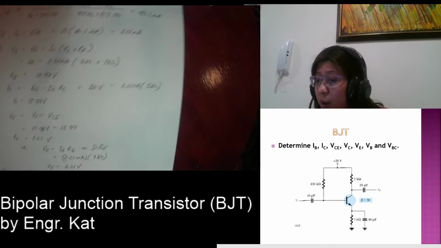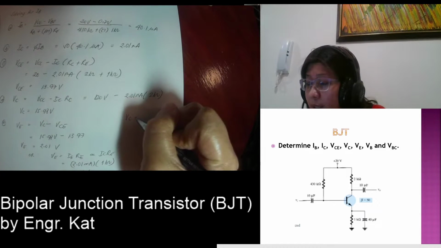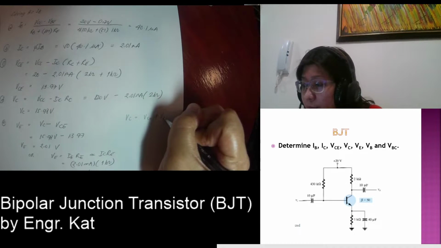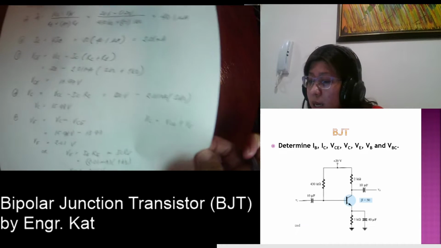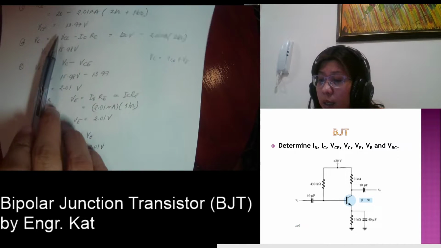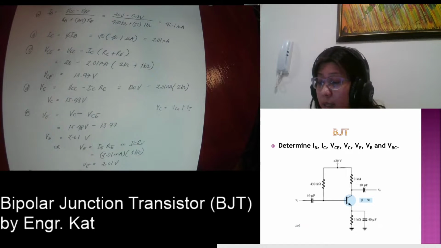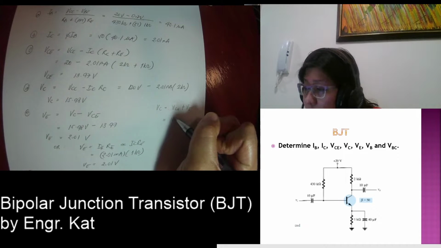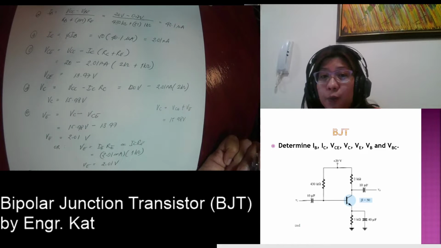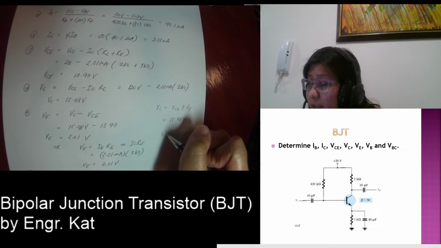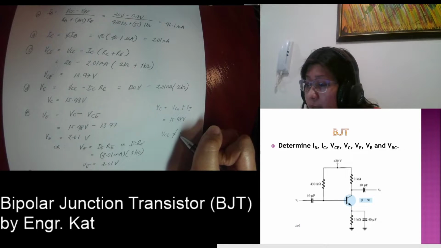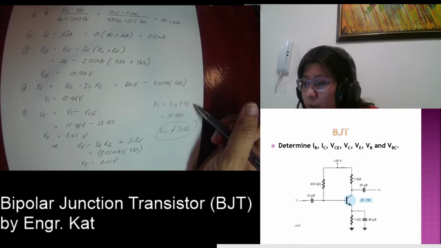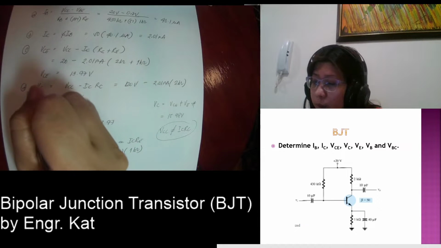So a while ago, we said that your VC is just equal to your VCE plus your VE. So when you say VCE, that is 13.97 plus you have your VE 2.01, that will also give you the same value, which is 15.98 volts. But VC is not equal to IC times RC, so they are not equal. So either you're going to make use of this or you're going to make use of this.